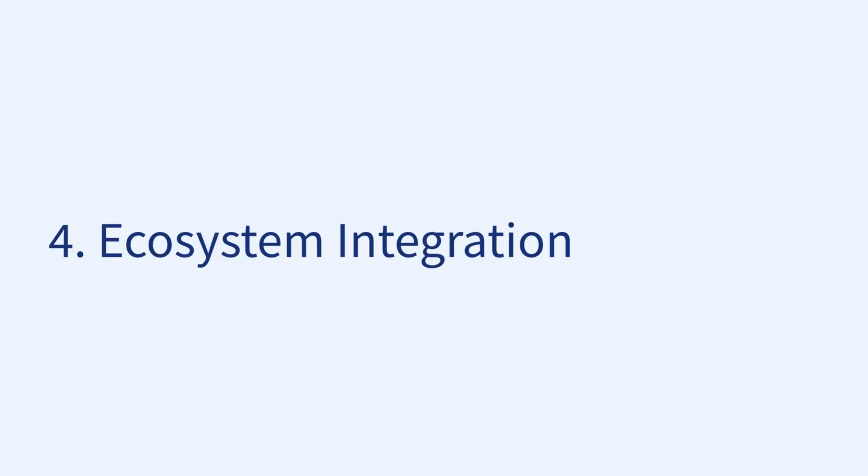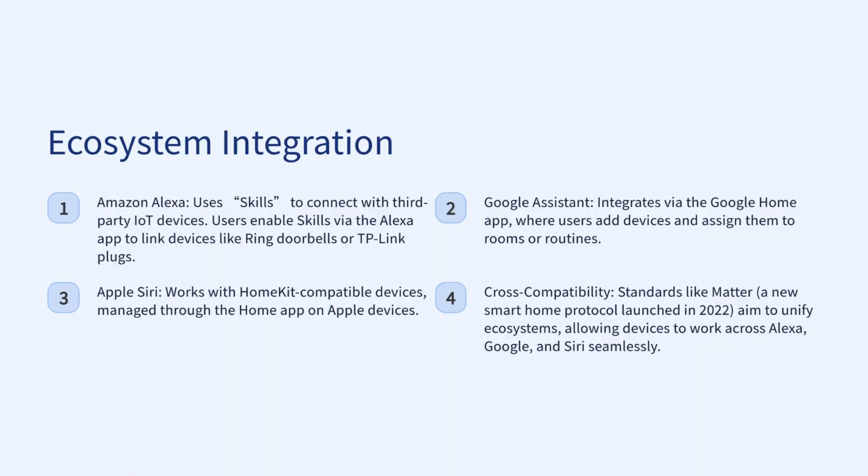4. Ecosystem integration. Amazon Alexa uses Skills to connect with third-party IoT devices. Users enable Skills via the Alexa app to link devices like Ring doorbells or TP-Link plugs. Google Assistant integrates via the Google Home app, where users add devices and assign them to rooms or routines. Apple Siri works with HomeKit-compatible devices managed through the Home app on Apple devices. Cross-compatibility. Standards like Matter, a new smart home protocol launched in 2022, aim to unify ecosystems, allowing devices to work across Alexa, Google, and Siri seamlessly.